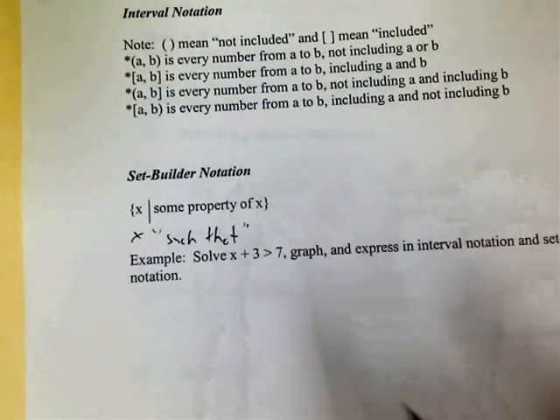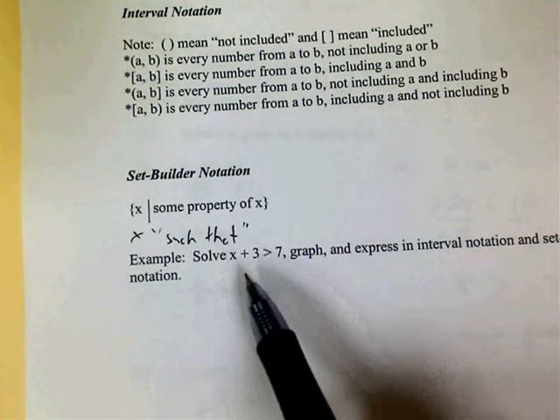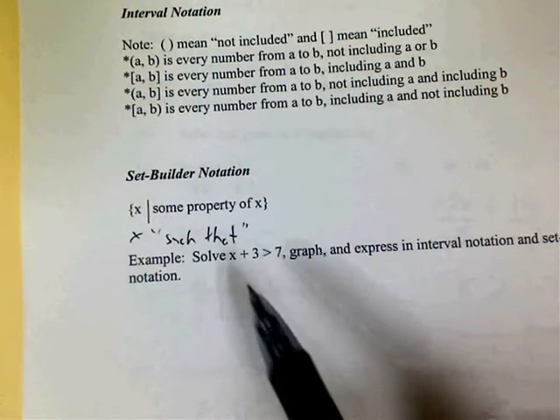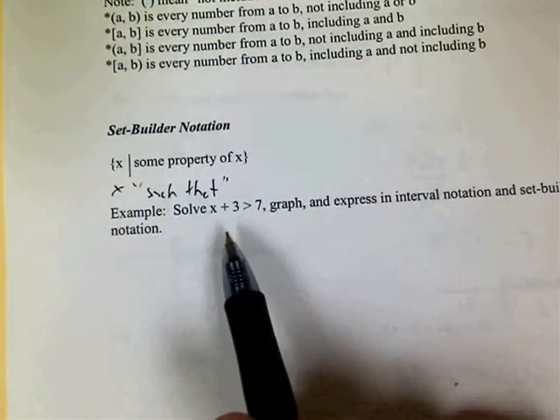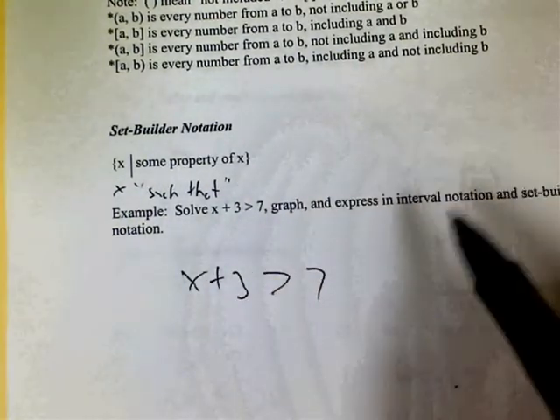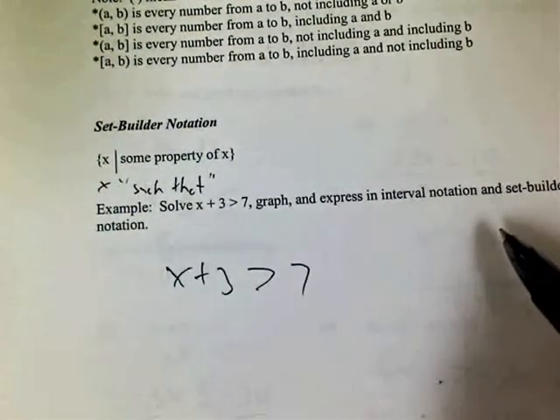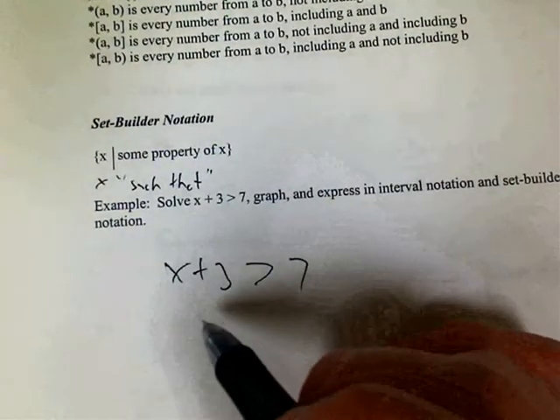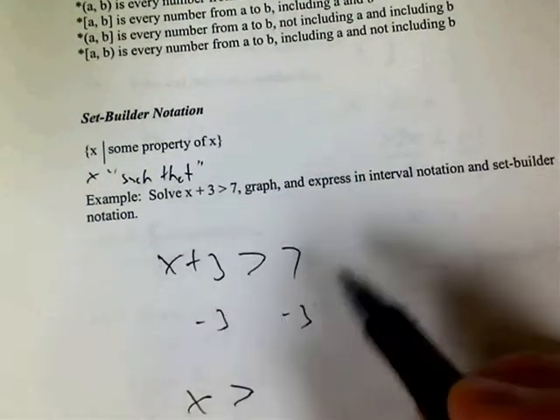And we're going to use this example, these linear inequalities, to explain what's going on. So we're going to solve x plus 3 greater than 7. We're going to graph it, and we're going to express it in interval notation and set builder notation. So to graph it, we're going to isolate the x by subtracting 3. We get x is greater than 4. Now I'm going to graph it.